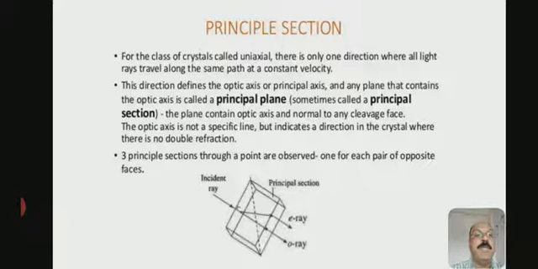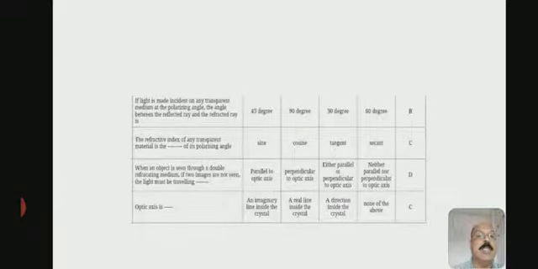The plane containing the optic axis and normal to any cleavage face. The optic axis is not a specific line but indicates a direction in the crystal where there is no double refraction. Three principal sections through a point are observed, one for each pair of opposite faces.